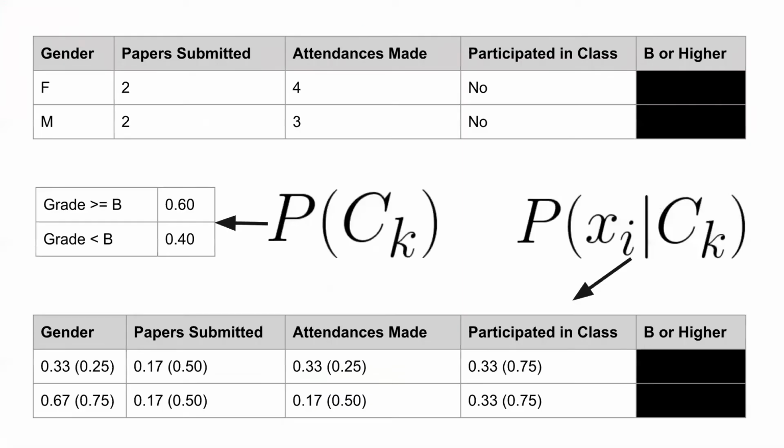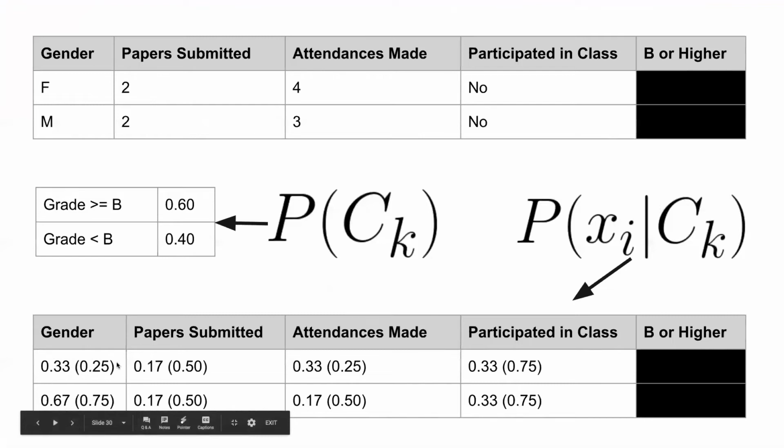So we have our prior probabilities, and we also have our given probabilities. And remember, there are 2 cases, the positive case and the negative case. So the probability that you will get a B or greater given that you are a female is 33%. The probability that you will get worse than a B is 25%. And the same goes for each of these.